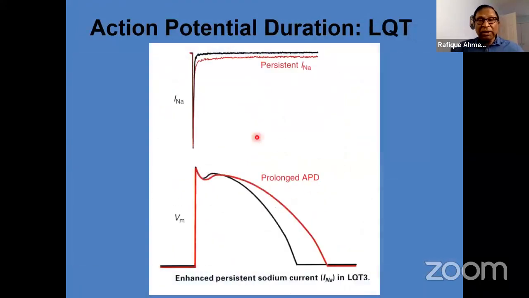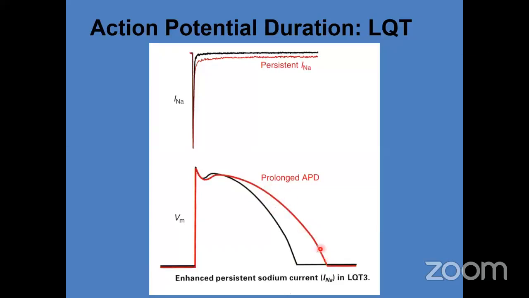Let's look at a condition like long QT3. What happens? There is a problem with the sodium channel. It keeps a persistent sodium current. The sodium channel was supposed to close up here so that it doesn't let any more sodium come in, but it continues to let sodium come in, and it prolongs the action potential. I think yesterday we gave them verbally that it prolongs the action potential.